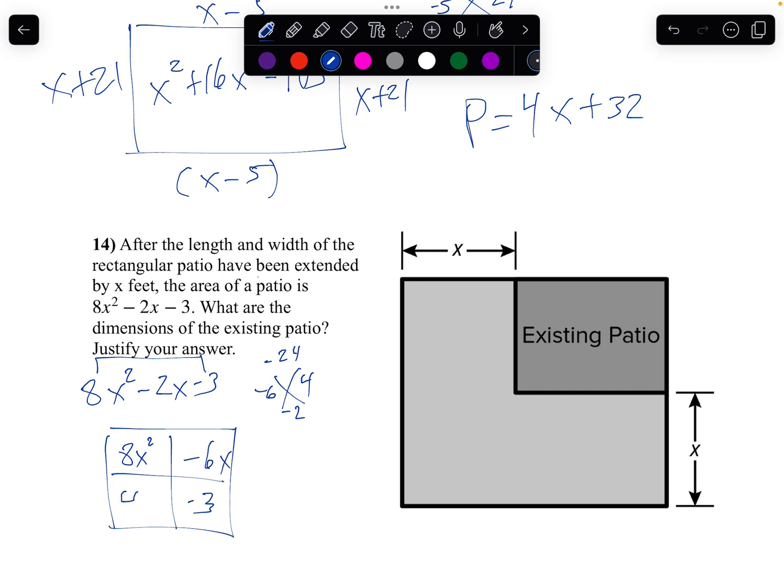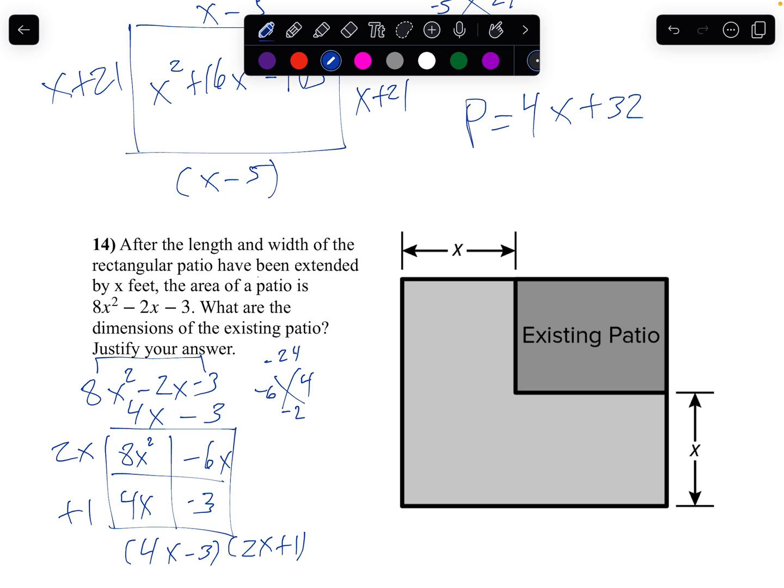and positive 4x. So then I'm going to have 4x minus 3, because 3 goes into 6, and it's negative. Going across, 6 and 8, 2x. And then the only thing that goes into 4x and 3 is 1, right? So I get 4x minus 3 and 2x plus 1.